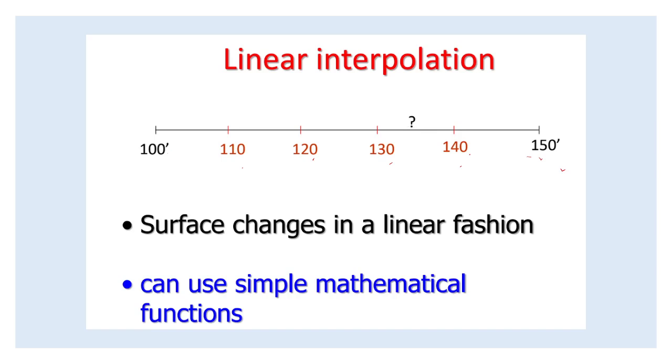If I want to figure out what value is there, it's very easy to predict how it is going, right? Based on this trend, exactly in between, it will probably be 135. Here it will be 105. That prediction is possible because we have this trend established over here. So the surface is changing in a linear fashion, and simple mathematical functions are sufficient to do this linear interpolation.